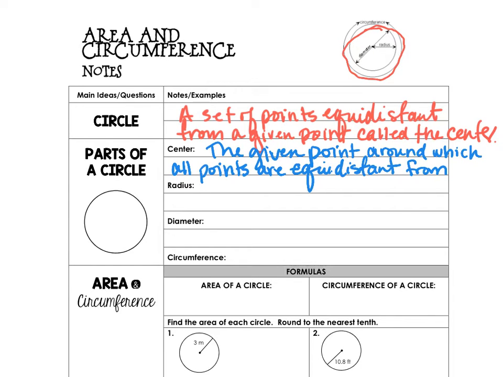Center, on the other hand, is the given point around which all points are equidistant from. So right here is our center, and we're going to call our center C in honor of Corona, who's messing up our world right now. So all these points are the same distance around C. All around here.